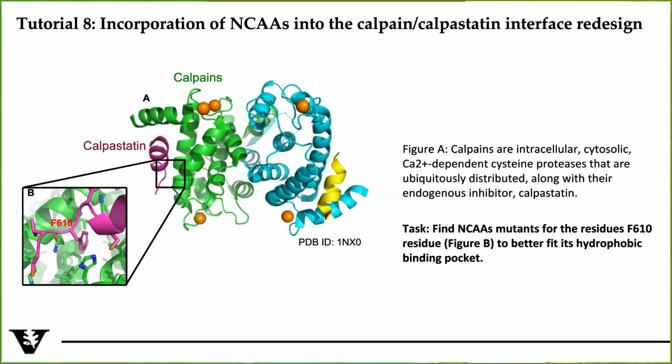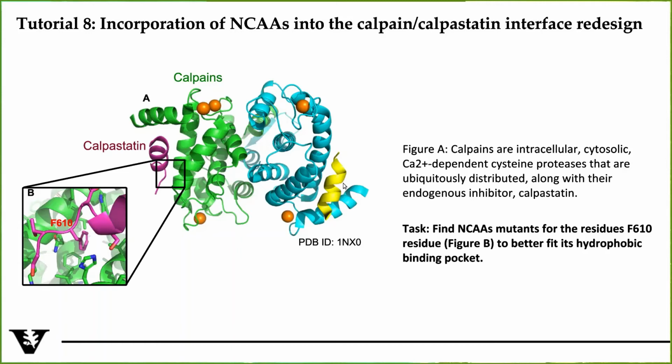Awesome. So now let's have some fun, and we will try to incorporate some non-natural amino acids into this system of the calpastatin-like enzyme and peptide complex. So calpain is a calcium ion dependent cysteine protease, and calpastatin is a peptide that inhibits this enzyme.